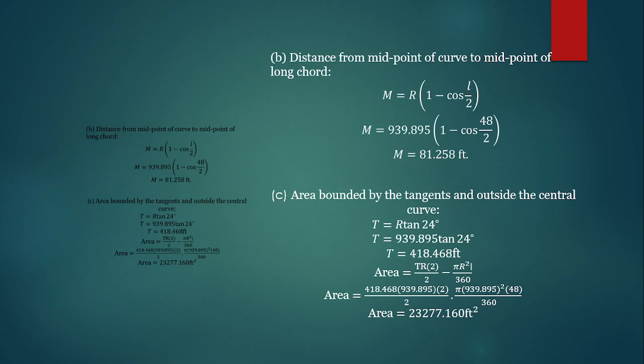Sa area bounded by the tangents and outside the central curve, T is equals to 939.895, the value of R times tangent 24 degrees, resulting to T is equals to 418.468 feet. So sa area naman, ganoon din po ang ginawa natin katulad dun sa metric and sa English. So it will result to area is equals to 23,277.160 feet squared.